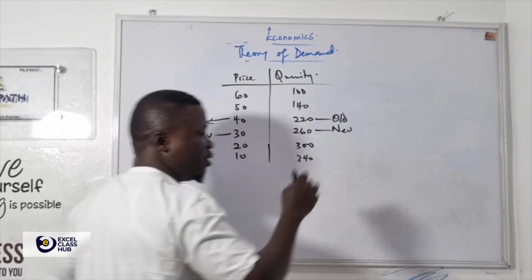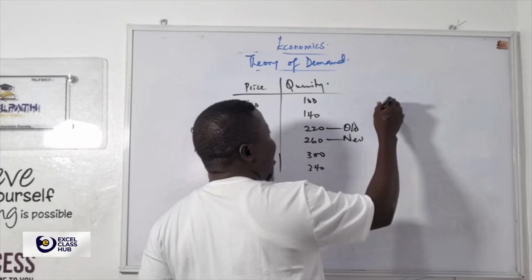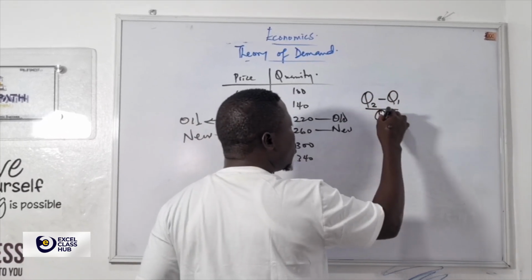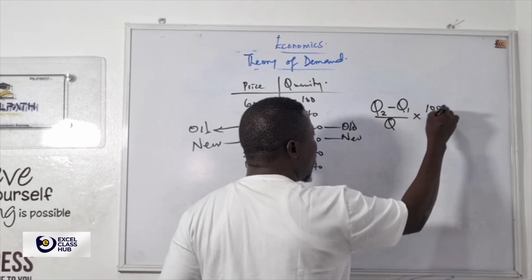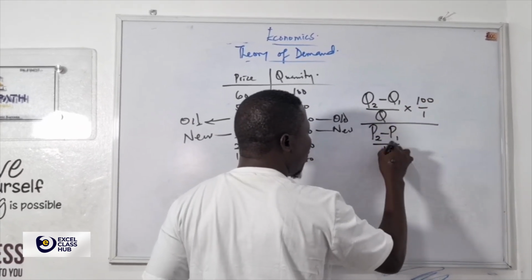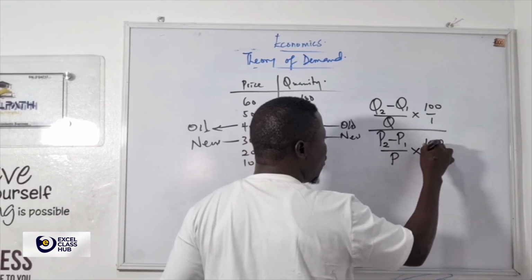Don't forget the formula I gave you the other time. I said, Q2 minus Q1 over Q1 times 100 over 1, divided by P2 minus P1 over P1 times 100 over 1.